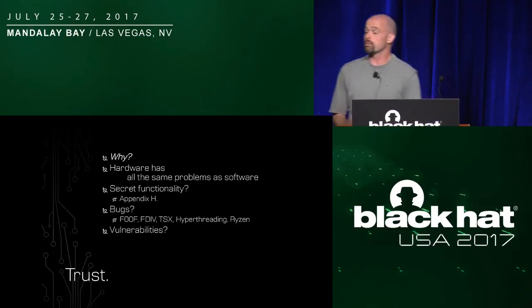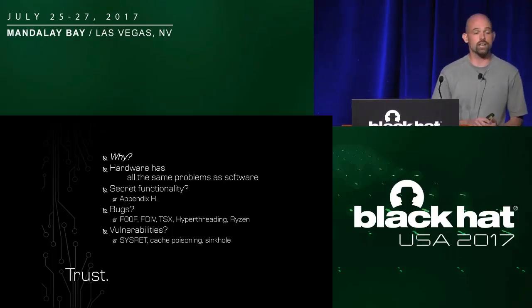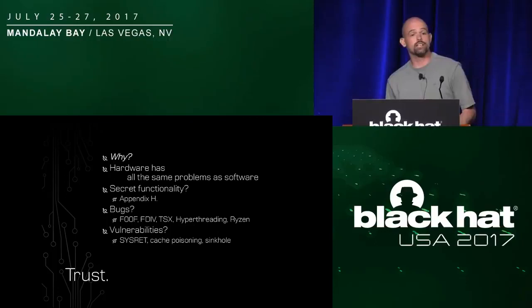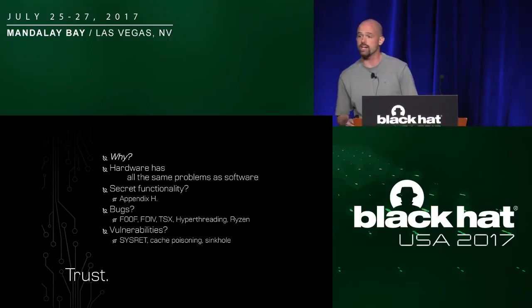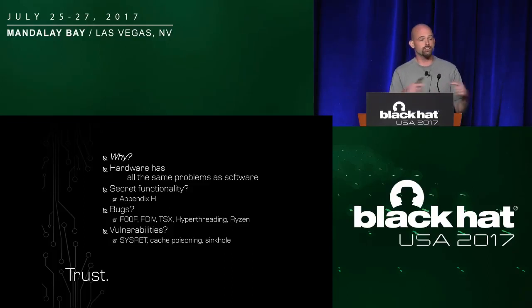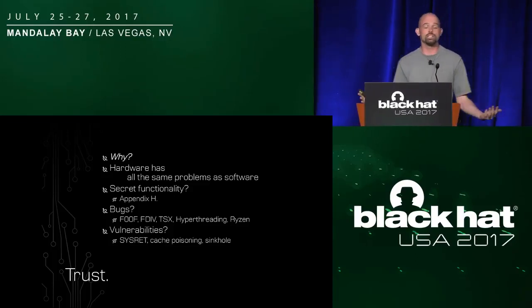What about vulnerabilities? We worry about vulnerabilities in software. Processors have vulnerabilities too. The SYSRET vulnerability on x86 allowed kernel privilege escalation on a wide variety of operating systems. The cache poisoning and memory sinkhole attacks allowed privilege escalation into system management mode on x86 processors. We have vulnerabilities galore on these processors as well. So if processors have all the same issues as software, we should really stop just blindly trusting the hardware.